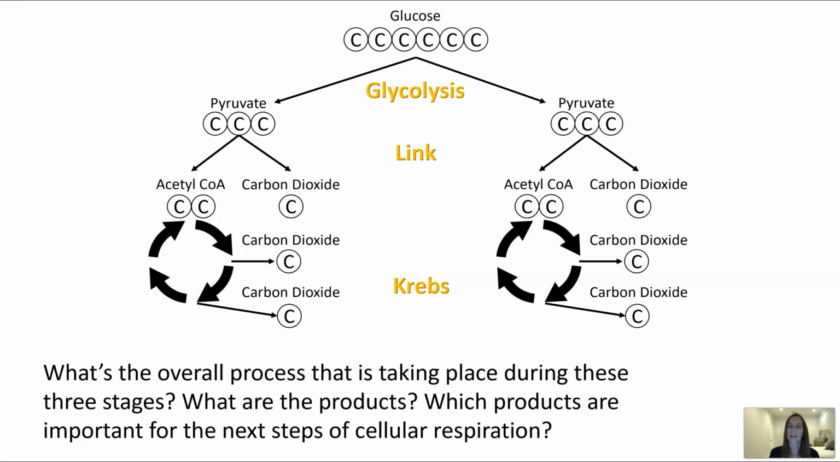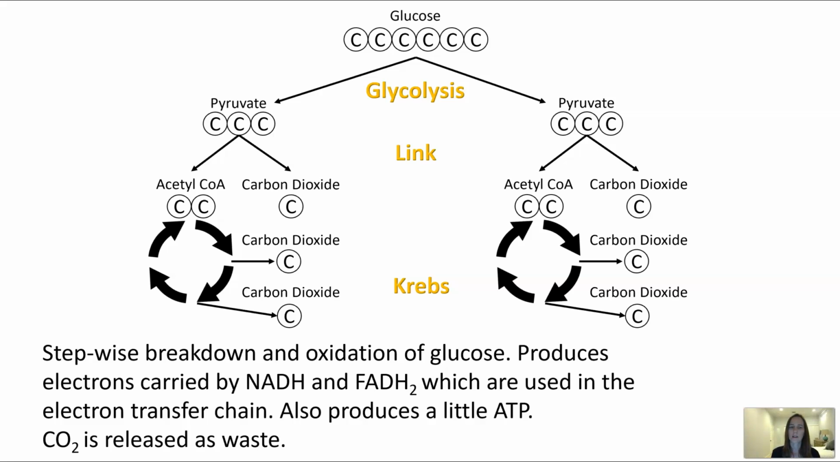Before we go on to the next step of cellular respiration, I want to make sure that we have a chance to review glycolysis, link, and Krebs. So, for each of these, what's the overall process that's taking place during these 3 stages? What are the products? And which products are important for the next steps of cellular respiration? So the overall process here is the stepwise breakdown and oxidation of glucose. And we do this in steps in order to more efficiently extract the energy from that glucose molecule as we break it down one step at a time. This produces the electron carriers, NADH and FADH2, and those are going to be used in the electron transport chain.